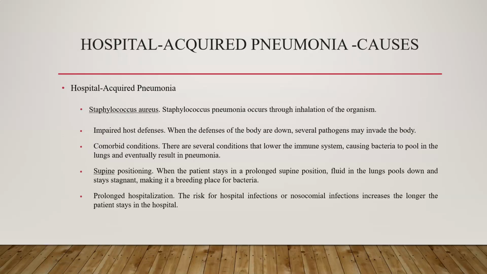For hospital-acquired pneumonia, the causes could be Staphylococcus aureus, impaired host defenses, and comorbid conditions, which I'll discuss in the risk factors. Supine positioning: when the patient stays in a prolonged supine position, fluid in the lung pools down and stays stagnant, making it a breeding place for bacteria. So in prolonged hospitalization, again, the risk factor here is nosocomial infections.